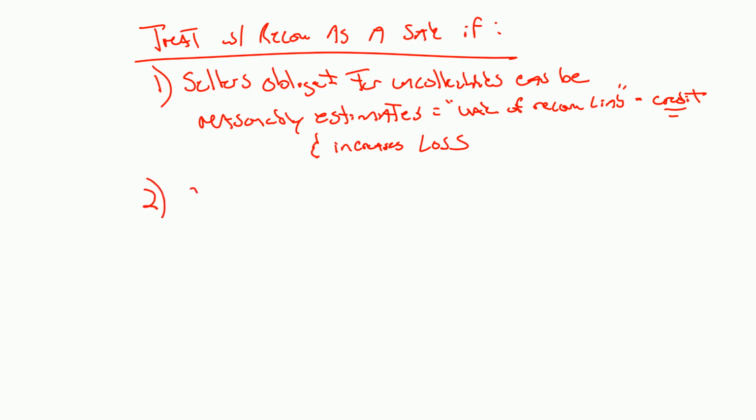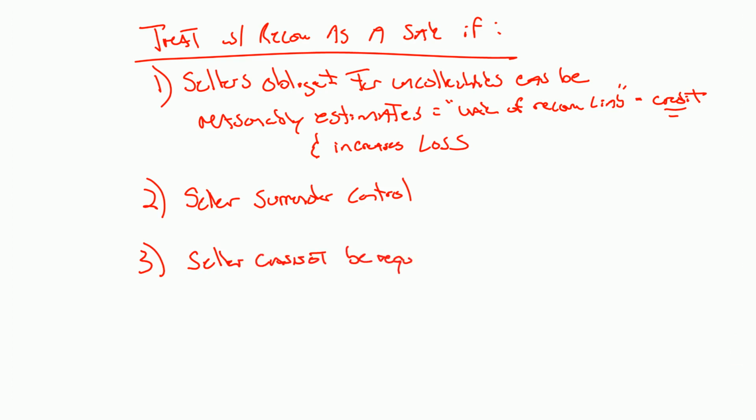Number two, the seller has to surrender control. Whoever buys the accounts receivable can sell them again if they want. And step number three, seller cannot be required to repurchase any accounts receivable. Okay, seller cannot be required to repurchase any of those accounts receivable.